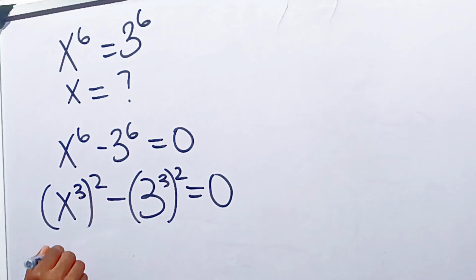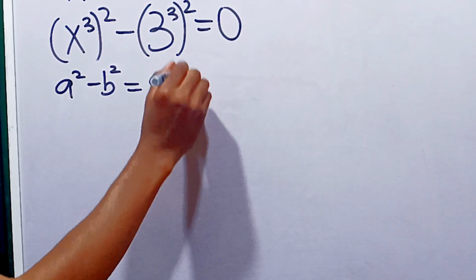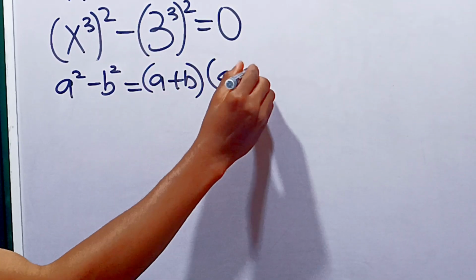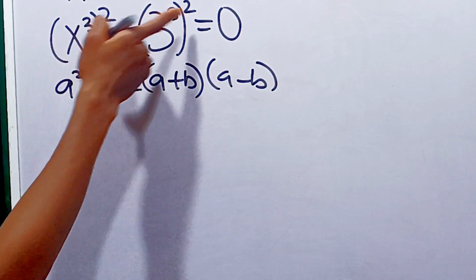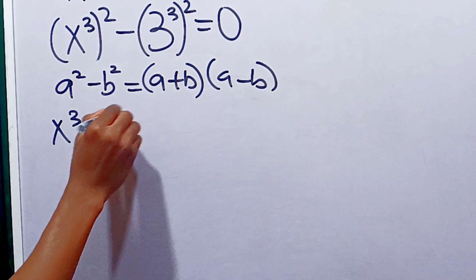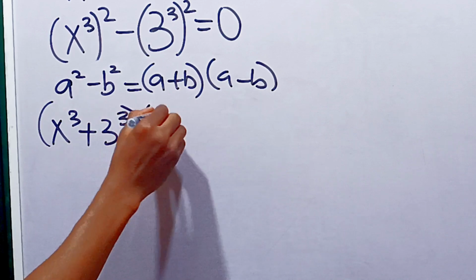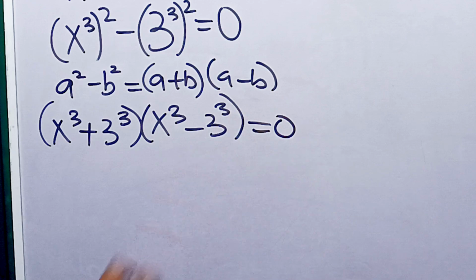If you have a squared minus b squared, it is equal to a plus b multiplied by a minus b. So this is a factorized difference of 2 squares. Doing the same thing here, because this is also a difference of 2 squares, we have x cubed plus 3 cubed multiplied by x cubed minus 3 cubed is equal to 0.